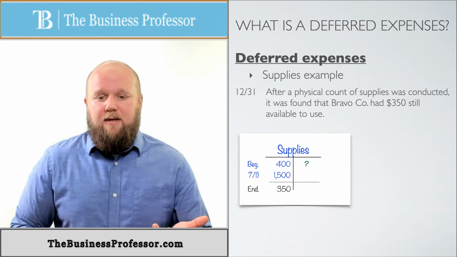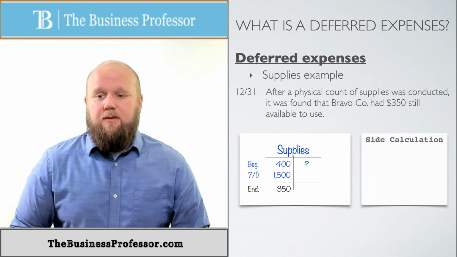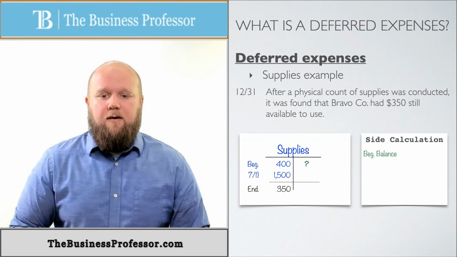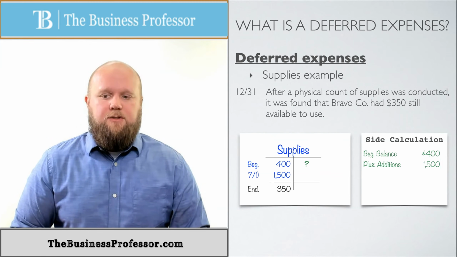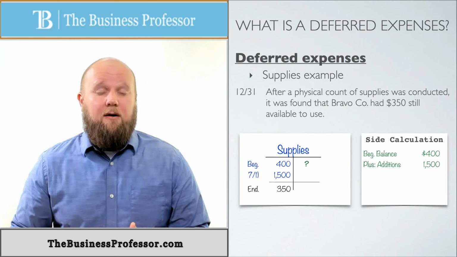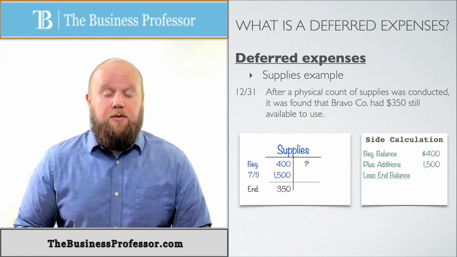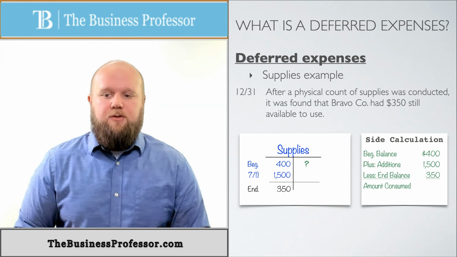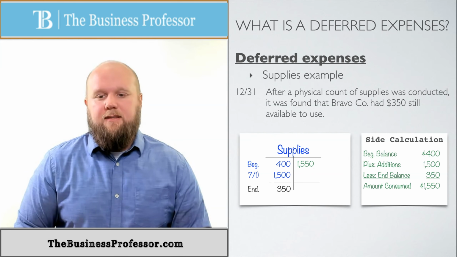Well, if I add 400 to 1500, that's giving me 1900. And then if I subtract out, here's the side calculation. So I'm going to start with my beginning balance of 400. I'm going to add to it my 1500 that I purchased, so any additions that I have. That's going to tell me that I have 1900 available to use at that time. And if I subtract out my ending balance of 350, that's going to give me what I actually did use. That's the amount consumed, which is going to be 1550. So that's what I would need to credit my supplies account with.